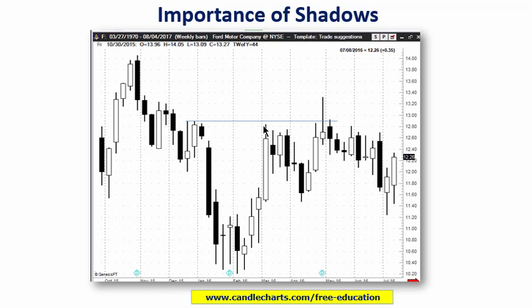Now, the reason I drew this horizontal line here, notice it's resistance, resistance, resistance, resistance. Now, we're not talking about shadows now. Now I'm talking about at least a series of long upper shadows. Here we do have a shooting star. The lower shadow is short enough for this to be considered a shooting star. So we do have one long upper shadow with a shooting star.